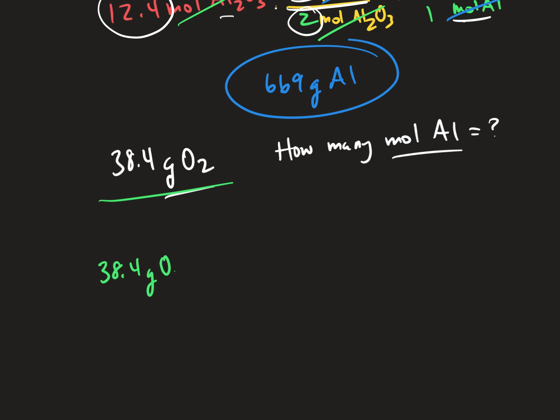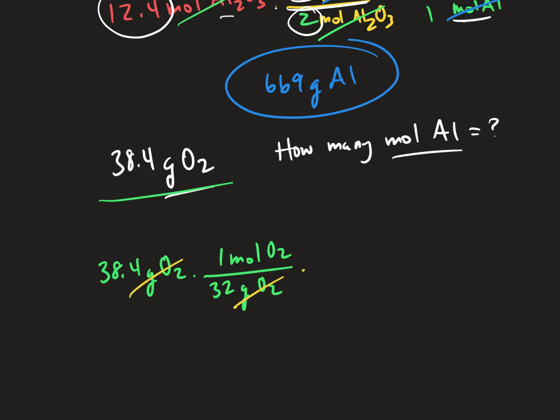38.4 grams of O2. And what's the molar mass of O2? 32. Good. I get a lot of people will say 16. There's 16 for one oxygen, but there's O2, so we have to multiply that by 2. So we got 32 grams of oxygen for every 1 mole of oxygen.